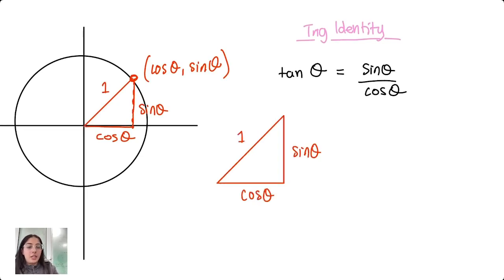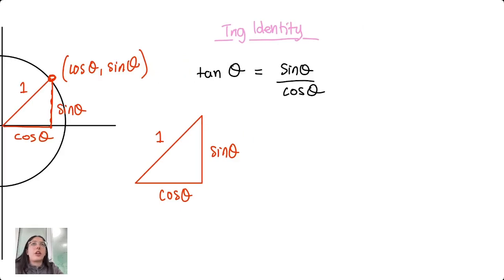Emma, can you write Pythagoras for this triangle? What is Pythagoras for this? Sine theta squared plus cos theta squared equals 1. Good. That's your second trig identity. So whatever theta is, it doesn't matter what theta is. If you ever have a case where you've got sine squared theta plus cos squared theta and the thetas are the same, you can just get rid of it and say it's equal to 1.